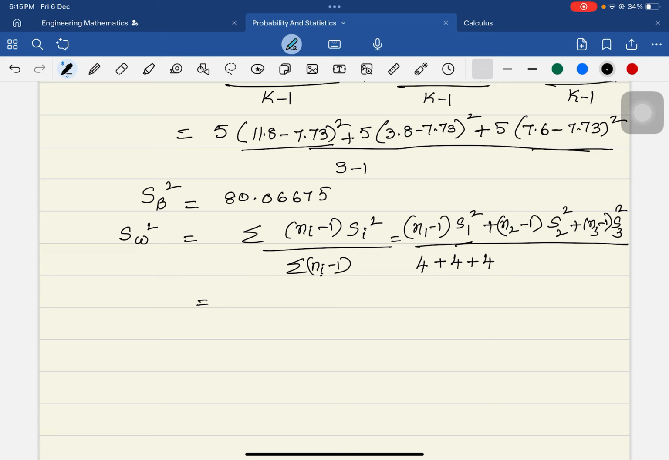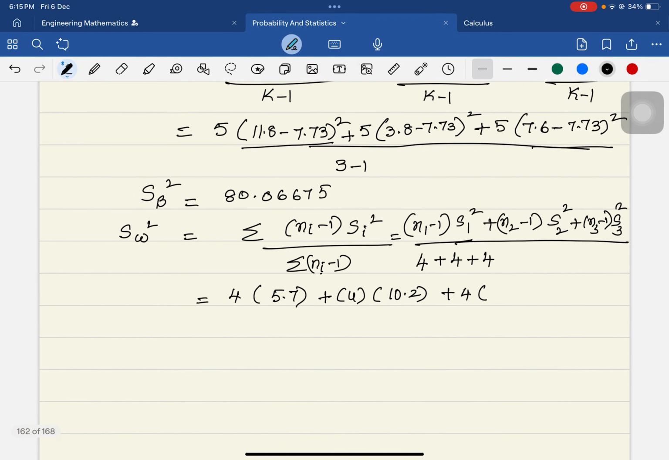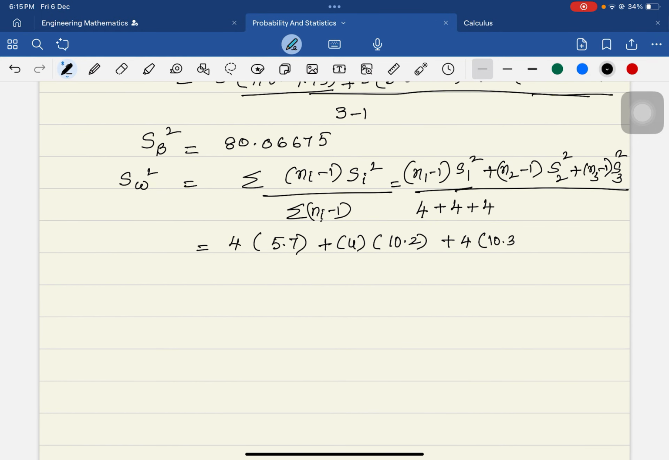Now when n1 minus 1 is 4 and S1 square is 5.7, plus n2 minus 1 is 4 and S2 square is 10.2, plus n3 minus 1 is 4 and S3 square is 10.3, over 12. Let us do the calculation; you can use your calculator to get the solution. It is 8.733.